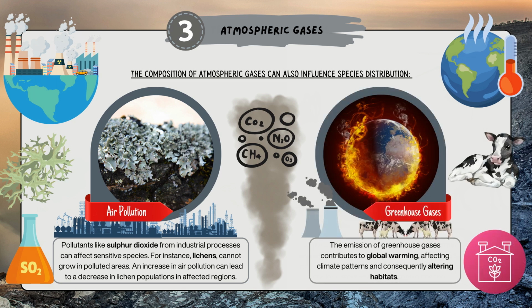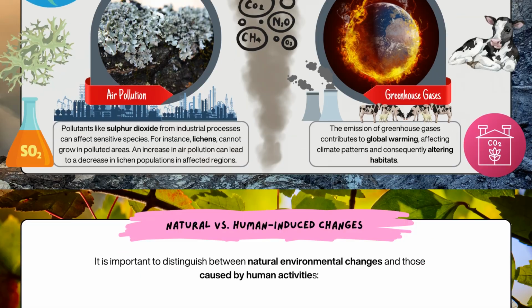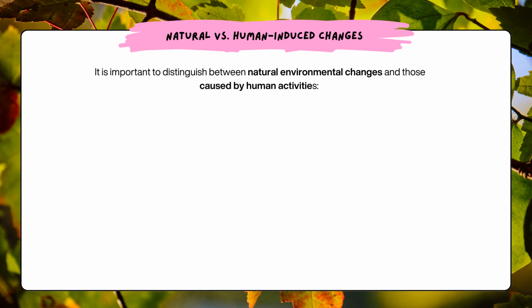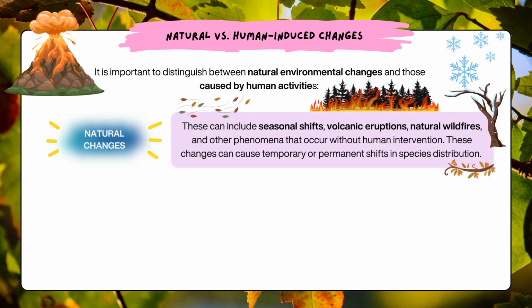Greenhouse gases. The emission of greenhouse gases contributes to global warming, affecting climate patterns and consequently altering habitats. It is important to distinguish between natural environmental changes and those caused by human activities. Natural changes can include seasonal shifts, volcanic eruptions, natural wildfires, and other phenomena that occur without human intervention. These changes can cause temporary or permanent shifts in species distribution.